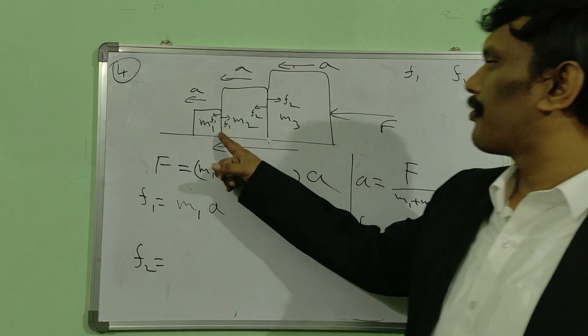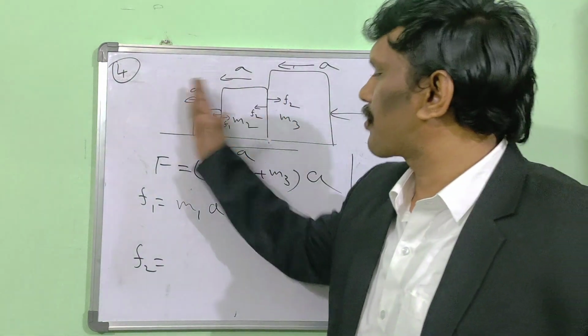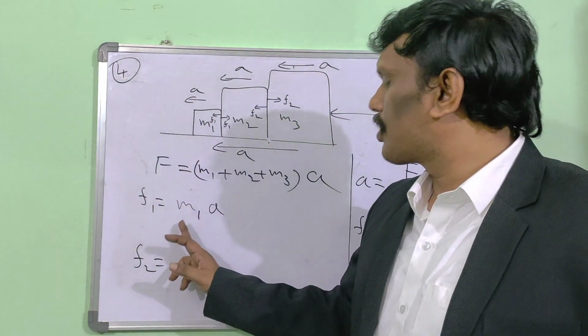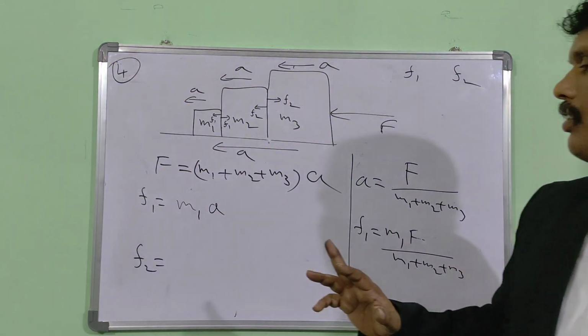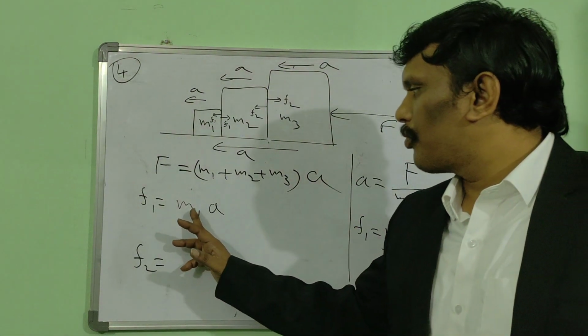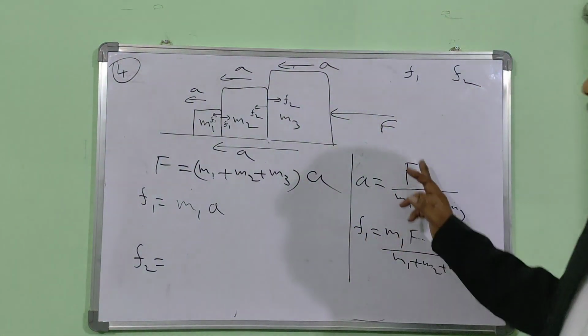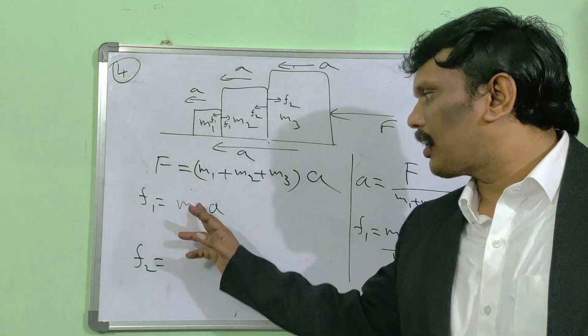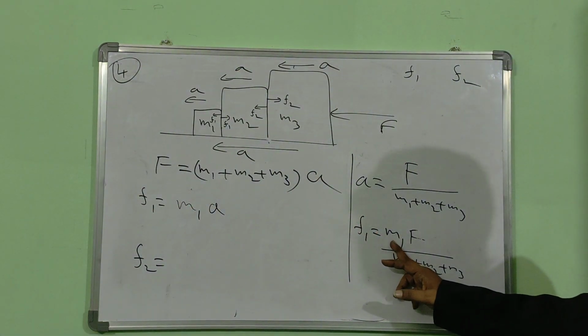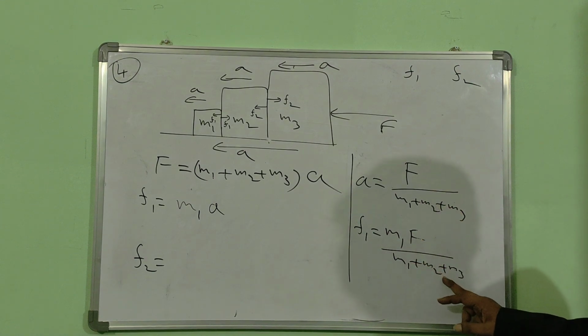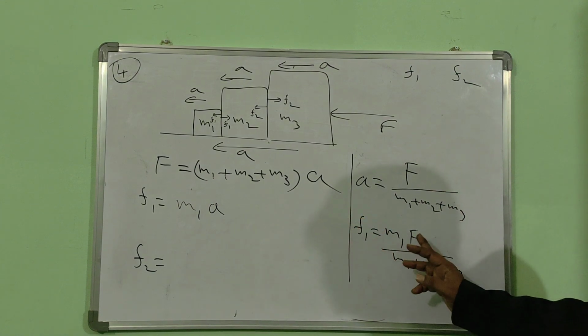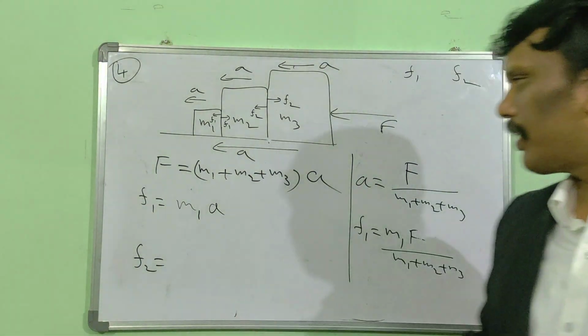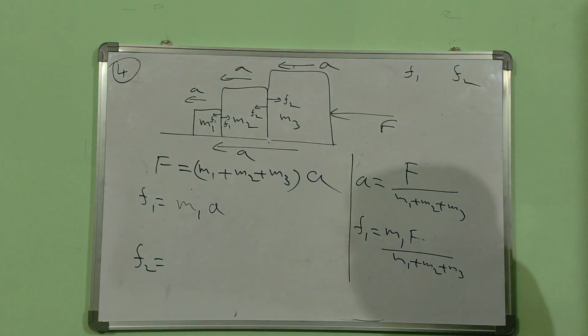In the direction of applied force, this is the F1. This F1 pushes how many masses? Only M1. That is why M1 into its acceleration. So take the M1 value and acceleration, calculate from this formula, substitute, you are going to get the F1 simply. Otherwise, direct formula, write down M1 into what is acceleration? F by M1 plus M2 plus M3. Whatever value you get by the direct formula, we are going to get the same value.